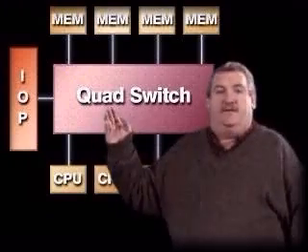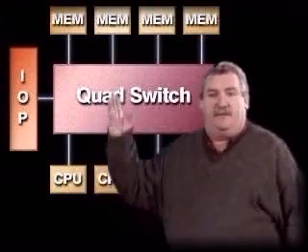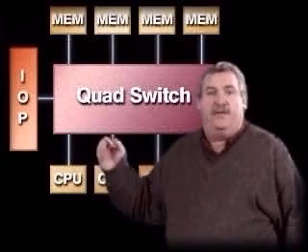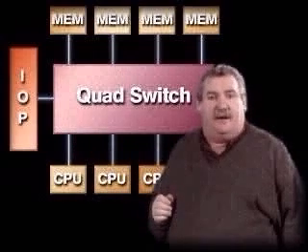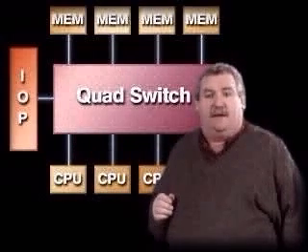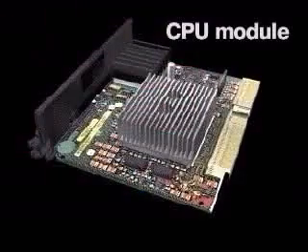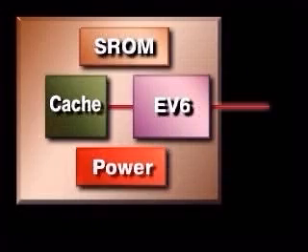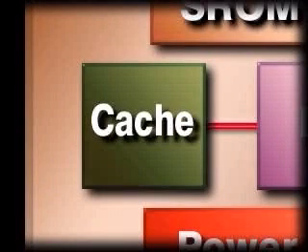The quad switch is used to interconnect CPUs, memories, and I/O. We're going to discuss how I/O interconnects in the machine later, so let's start now by taking a look at the CPU module. On the module we have the EV6 microprocessor, its board level cache, and an SROM.